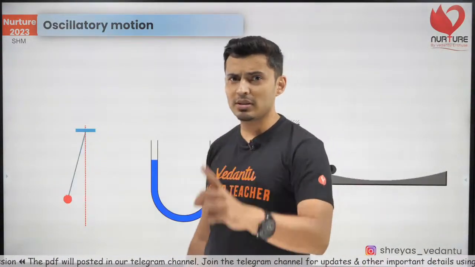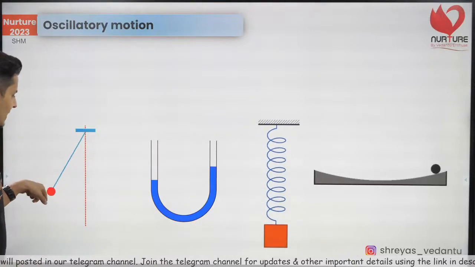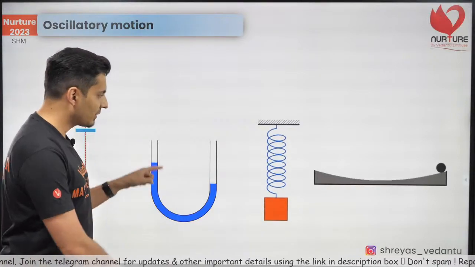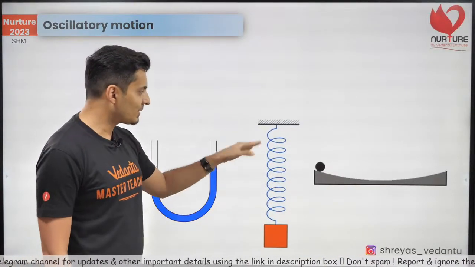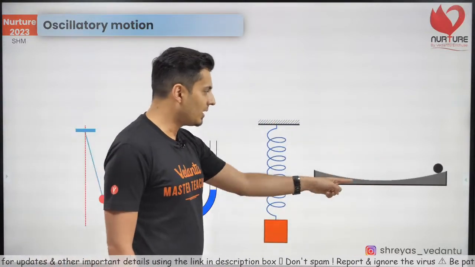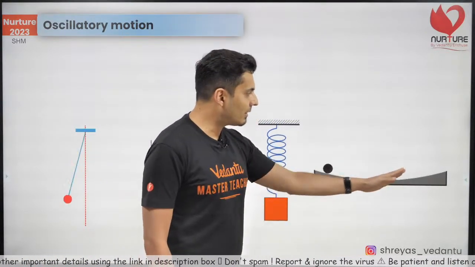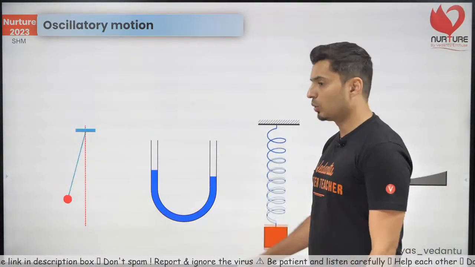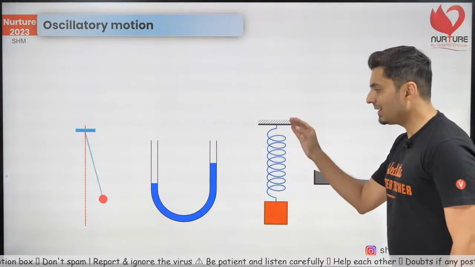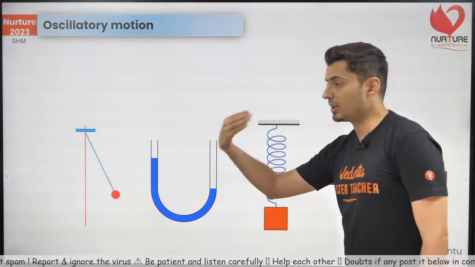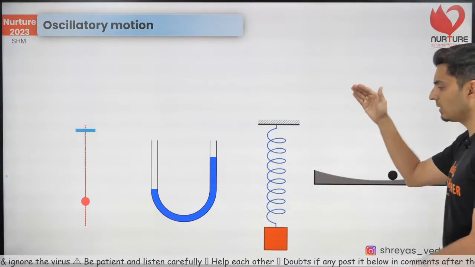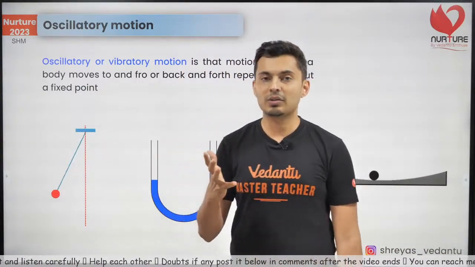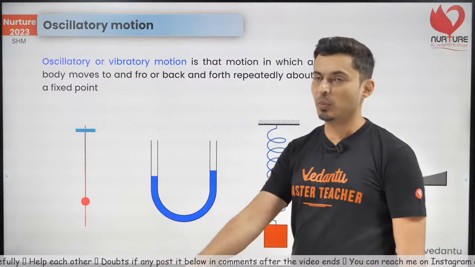Now there is something called oscillatory motion. Look at these examples. This pendulum going back and forth. There is water in a tube and it's going back and forth. And look at the spring mass system, it's going up and down. Look at this ball which is sliding back and forth on this double inclined plane. These are all examples of to and fro motion, back and forth. The motion is repeating itself, but it is going that side and this side, up and down, left and right.